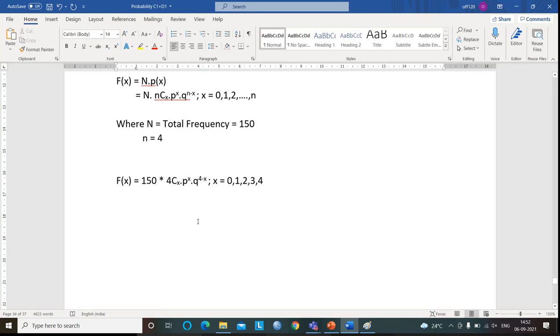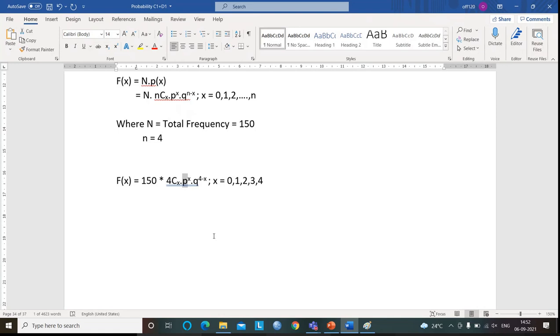Now, in this, if I know the values of p and q, and the values of x are 0, 1, 2, 3, 4, I'll substitute them later. But I want to know the values of p and q for further calculation. So how can I do that? In what way can I get the value of p?